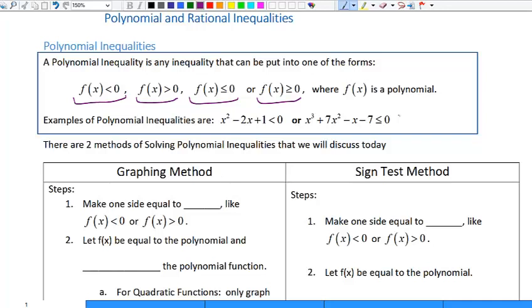One method is the graphing test, and the other method is the sign test. I'm going to do a lot of the problems twice today, so you can see how to do it in one method or how to do it the other. Now, at the end of the lesson, you can pick the one that you like better and do the homework and the problems on the test in that method. You don't have to do both methods. You just have to pick one and like it.